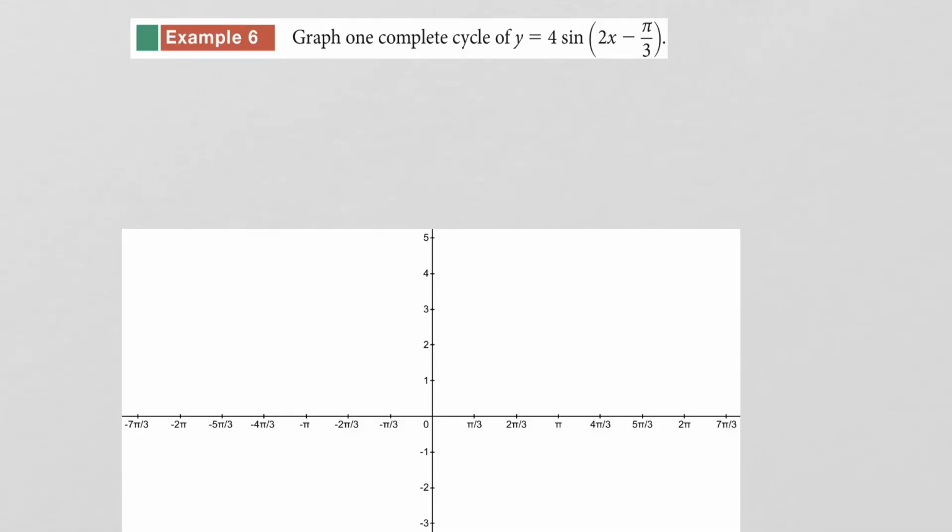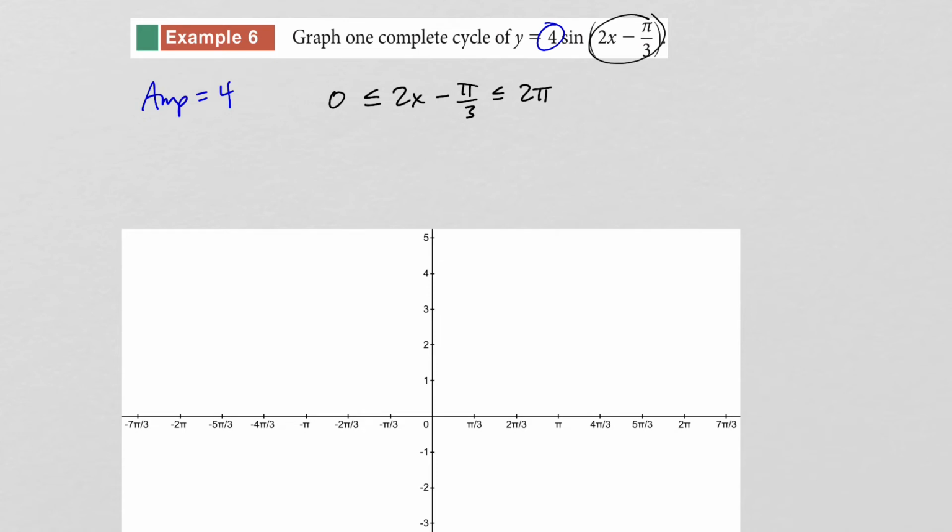Okay, let's go ahead and keep going here. We have another one. This is back to a sine function again. Let's make note of the fact that the amplitude is 4. The expression inside the parentheses is 2x minus pi over 3. I'm going to put that in between 0 and 2 pi, as we've been discussing.